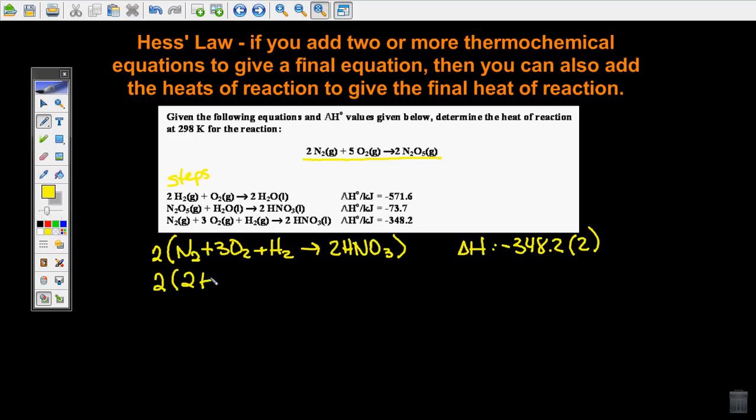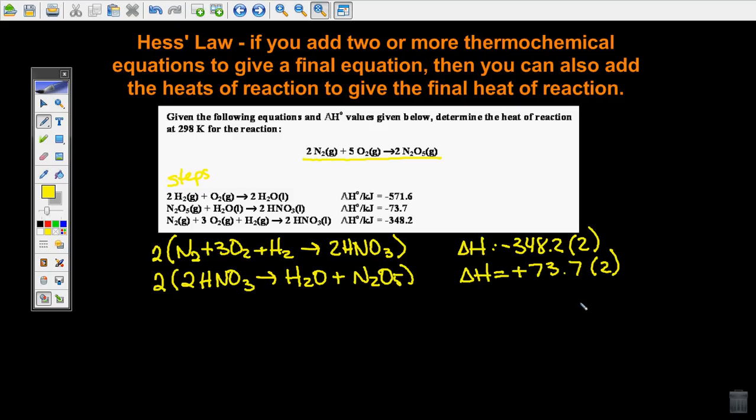So 2HNO3 will give me H2O plus N2O5. Okay, so my delta H, I need to multiply it by 2 because that's what I did to my equation, but I also need to change the sign since I flipped my equation around. So this would be plus 73.7, and then we'll multiply it by 2.